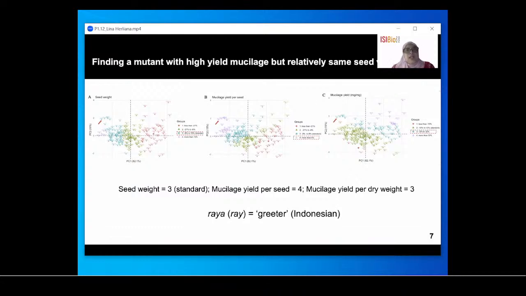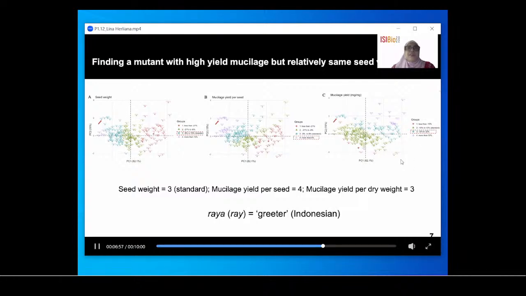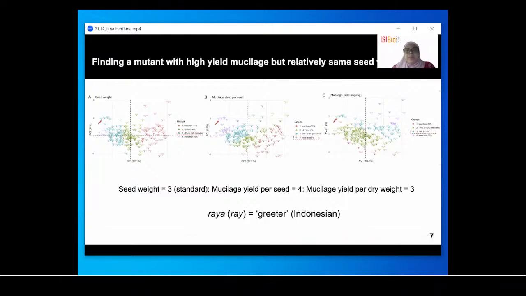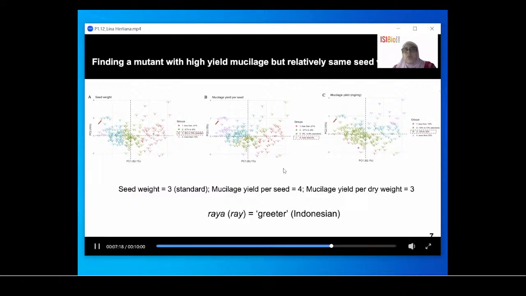Figure A was colored according to seed weight, figure B by mucilage yield per seed, and figure C by mucilage yield per dry seed weight. Samples with similar profiles were grouped. Each variable, seed weight, mucilage yield per seed, and dry weight, had 4 groups, from the lowest in group 1 to the highest in group 4, by comparing the mutant lines to the wild type value for each measurement.